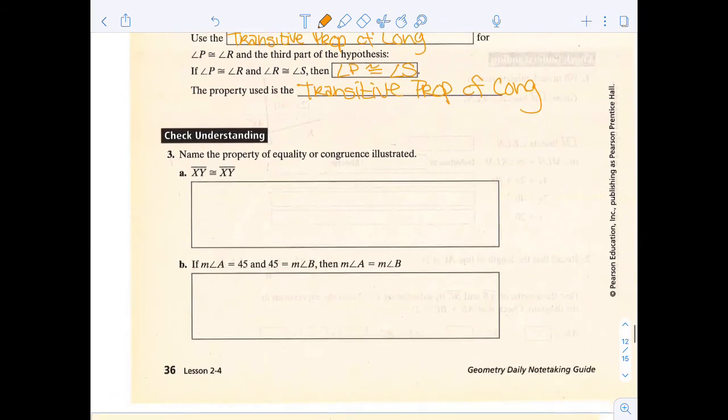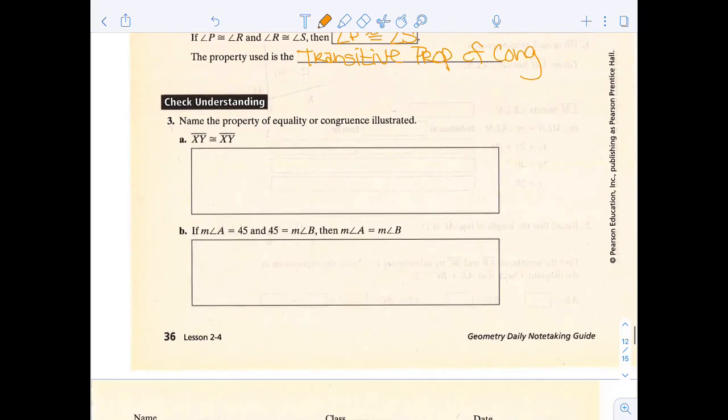Okay, then you've got a couple more you're going to try on your own. First, you've got the check for understanding 3, name the property of equality or congruence illustrated. So you're just going to pick a property from the list in the key concepts. So first you've got line XY is congruent to line XY, and then the measure of angle A equals 45, 45 equals the measure of angle B, then angle A equals the measure of angle B. You're just going to pick what property is used to show both of those.